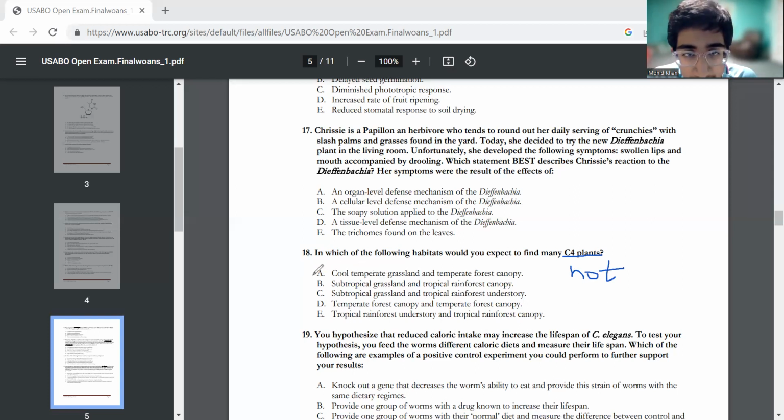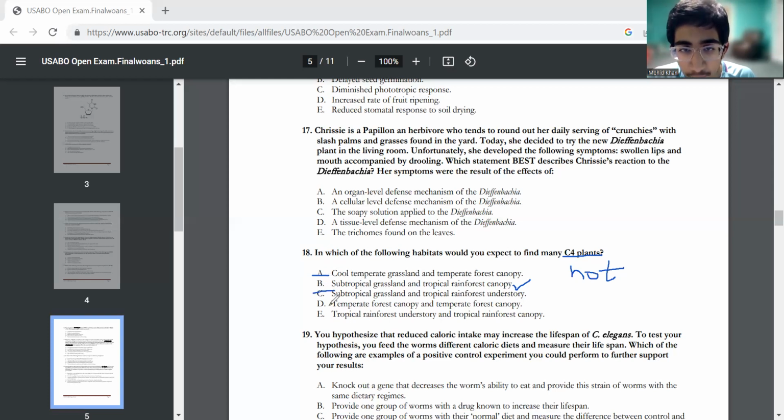So cool temperate grasslands, that's not hot. Subtropical grasslands and tropical rainforest canopy, that is definitely one of them. Subtropical grasslands and tropical rainforest understory. So the understory doesn't really receive a lot of sunlight, and sunlight is a really big part of C4 plants. So that's why C wouldn't be an answer.